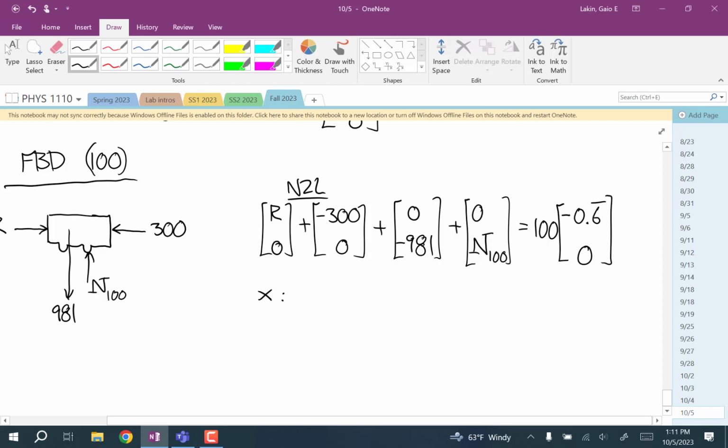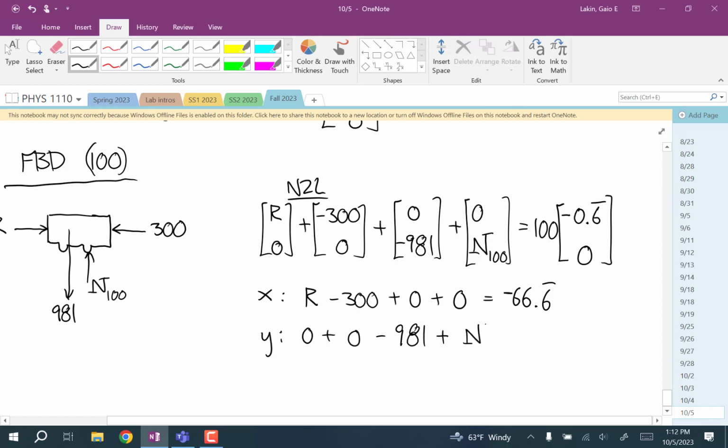The x equation says R minus 300 plus 0 is equal to 100 times negative 0.6 repeating, which is negative 66.6 repeating. The y equation says 0 plus 0 minus 981 plus N100 is equal to 0. This is the force vector we're trying to calculate, so we want that R value.